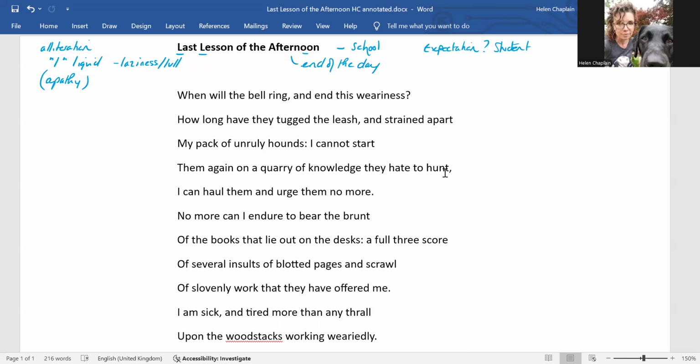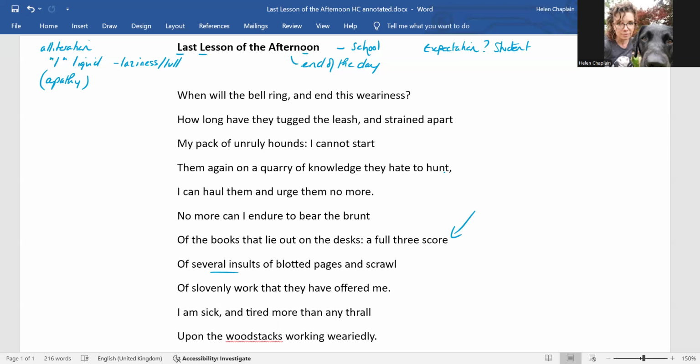that the teacher, and we realize this is the voice of a teacher, starts comparing his students to a pack of hunting dogs, but he says he cannot start them chasing knowledge that they don't want to hunt. And he is tired of hauling them and urging them. He says he doesn't want to take the force of the books that are on the desk. He has 60 books, okay, full 3 score is down here. And each of those 60 books contains several insults, numerous and varied insults.